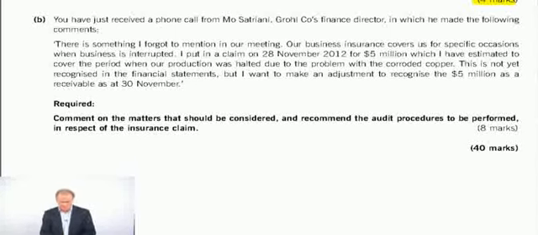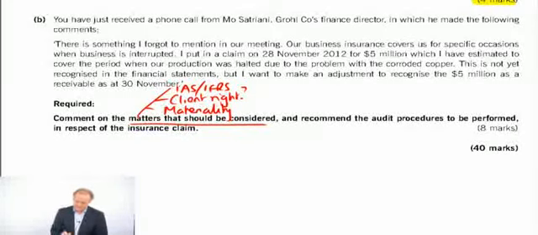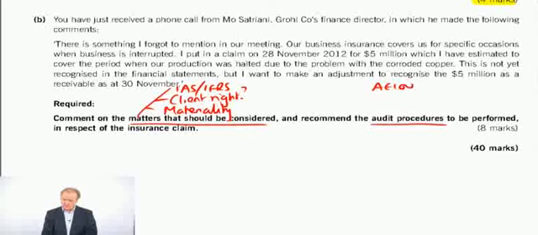and I'd have seen what? I would have seen comment on the matters that should be considered. Okay, so that's what is the relevant accounting rules? Has the client got it right? Materiality. And recommend the audit procedures. Audit procedures, look. AEIOU, DADA 3, test the story.